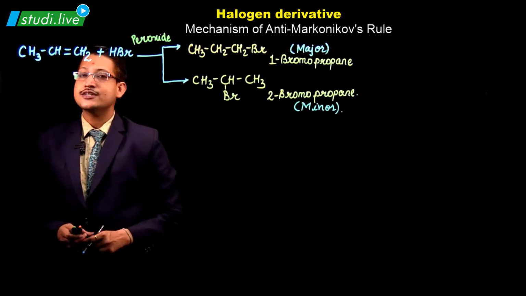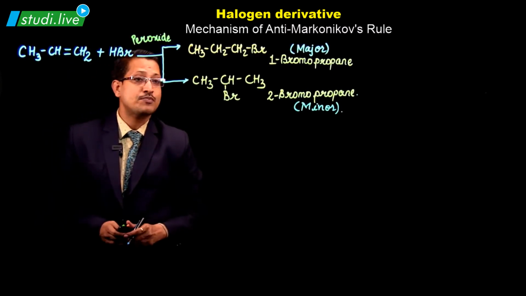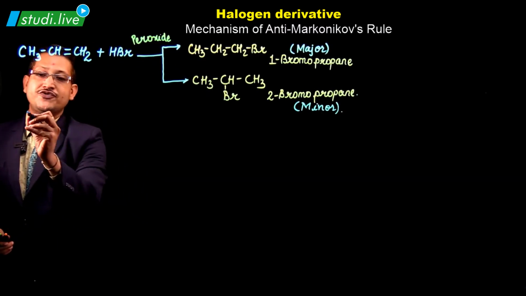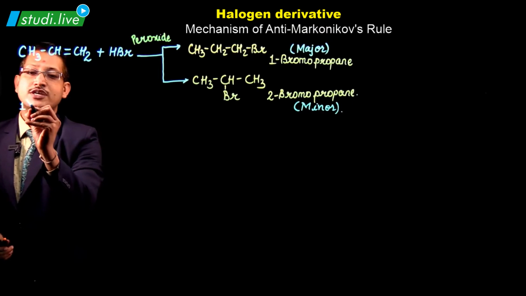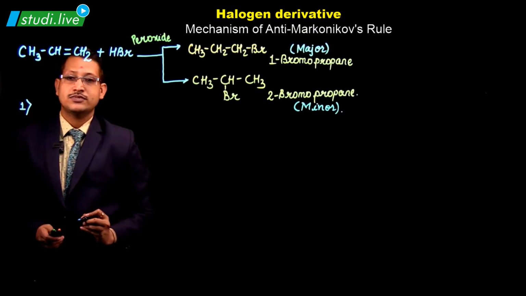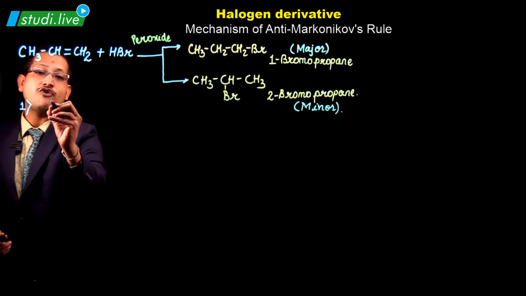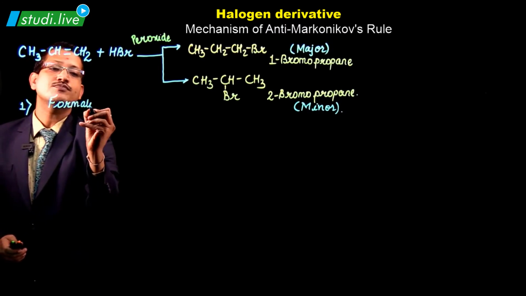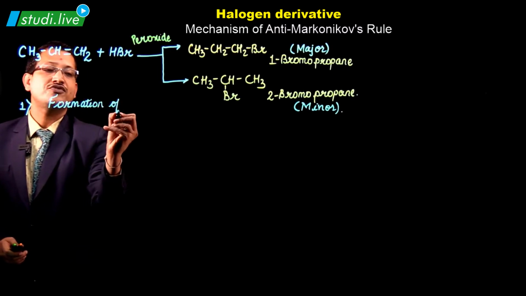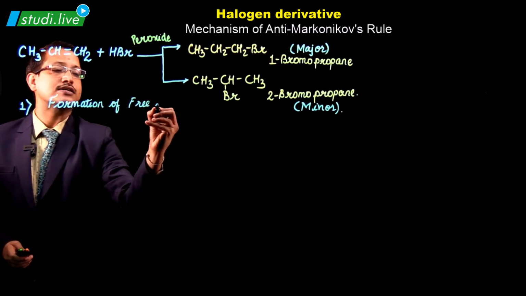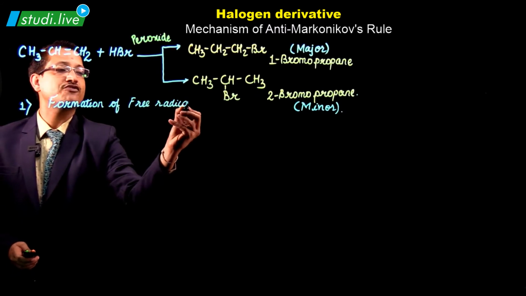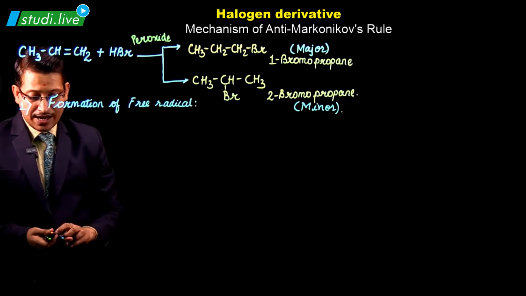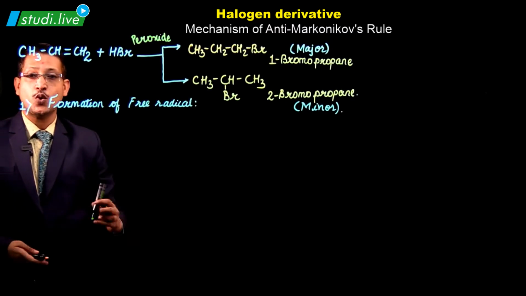To start with the mechanism, what exactly happens in the first step? We are using peroxide here, so there are different steps involved in the mechanism. Step one is the formation of free radical. How does the free radical form? We are using peroxide here. Let's take an example of benzoyl peroxide.